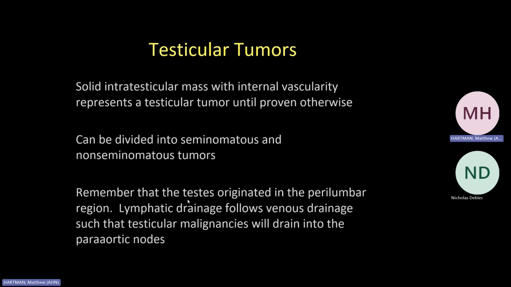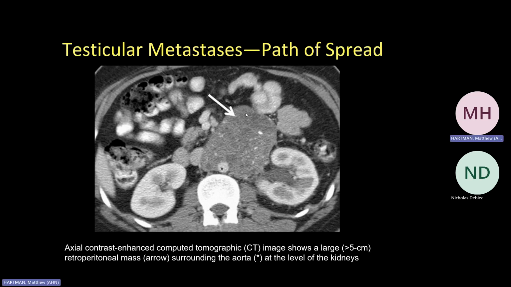adenopathy. But we have to remember the embryology and subsequently the lymphatic drainage of the testes, that they are going to be following the para-aortic chain. As in this example, here's our aorta, big time para-aortic adenopathy originating from the testes.